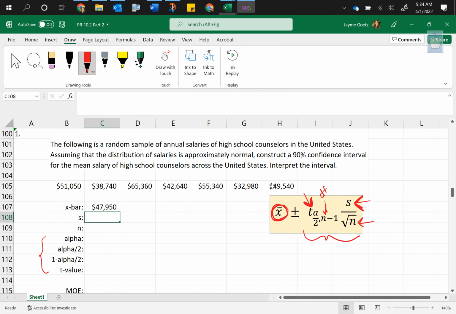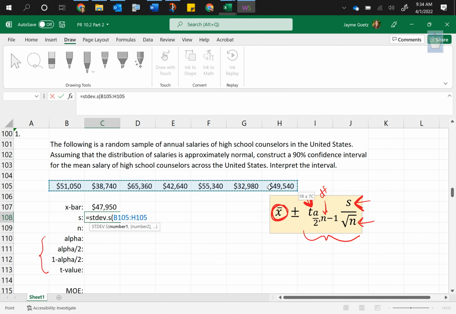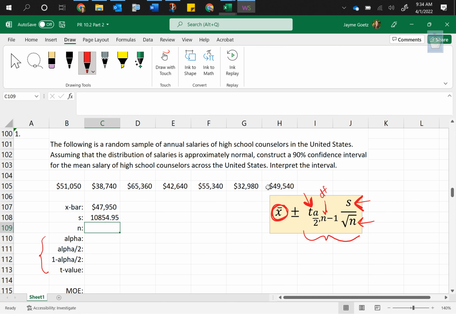Now, how am I going to find my s value? Good. We're going to have to find the standard deviation. So STDEV.S or P? S. This is a sample. Very good. And we're going to select it all. And if you'll notice, this one didn't come back as money, and that's okay. Now, n represents my sample size. How many values did they give me in my sample here? 7. So knowing that, can you tell me what's my degrees of freedom? 6. Very good.